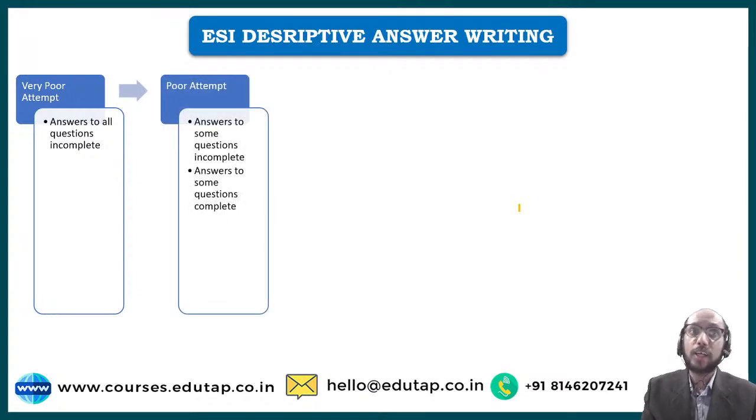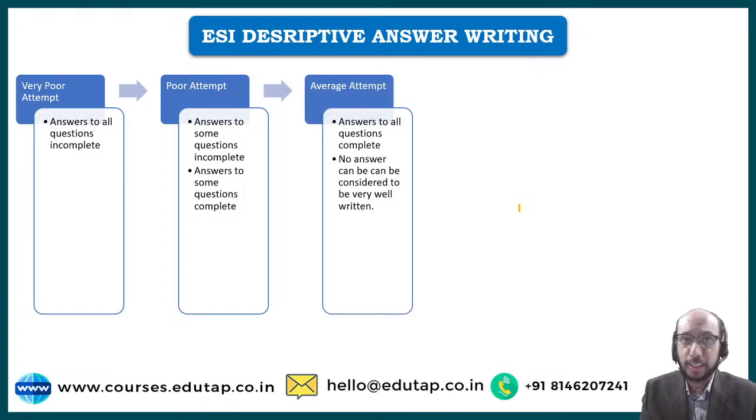Do not do that. What is a poor attempt in descriptive answer writing? A poor attempt is one in which you answer some questions completely and leave the other questions incomplete. That is a poor attempt, right? What is an average attempt in descriptive answer writing? An average attempt is one in which you answer all questions completely. That means you have given an introduction, body and conclusion, though no answer can be considered very well written. This is the stage where at least all of you have to be in the examination. No matter what, you have to attempt all questions completely. And let me explain the importance of that to you.